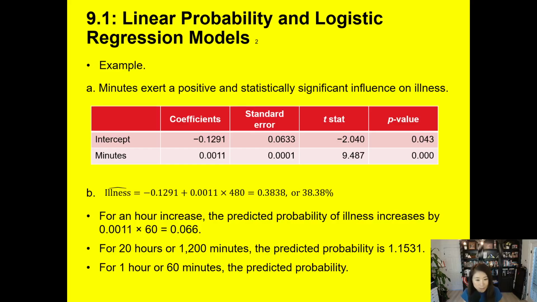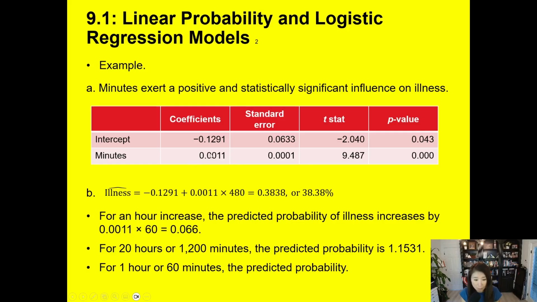Look, this is the statistical result. This is the third table you are able to obtain in a regression Excel output. The y-intercept is negative 0.1291, and the p-value is 0.043. The slope, the partial coefficient for minutes, is 0.0011, and the p-value is 0.000, smaller than the threshold 0.05. So the number of minutes outdoors without a mask has a statistically significant relationship with whether the person develops a respiratory illness or not.